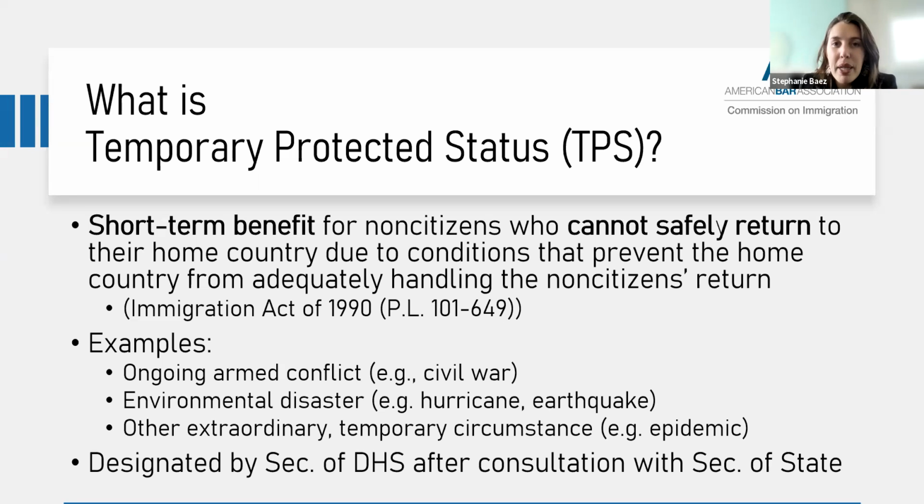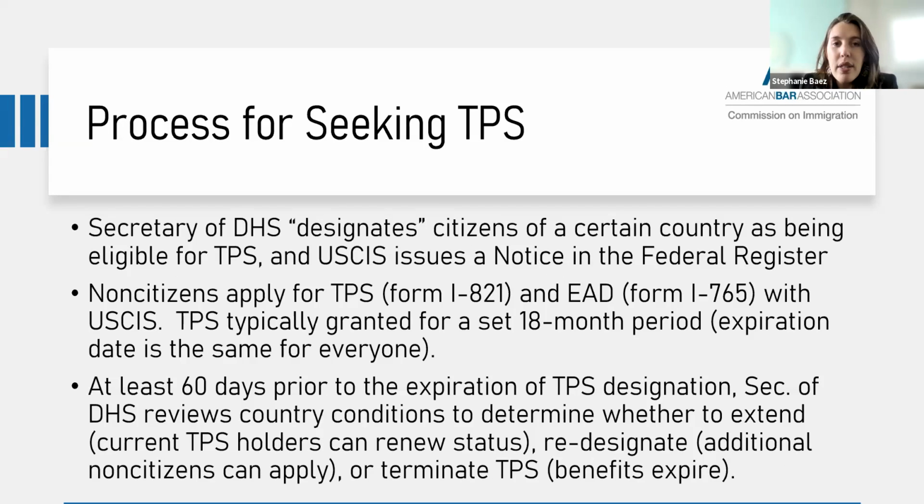For a country to be designated a TPS country, the Secretary of DHS issues that designation after consultation with the Secretary of State. So the process for seeking TPS is that first, the Secretary of DHS designates a certain country, and USCIS issues a notice in the Federal Register that has the registration process for TPS. Non-citizens submit their application. They can apply for TPS and also for employment authorization as part of their application. And TPS is typically granted for about an 18-month period.